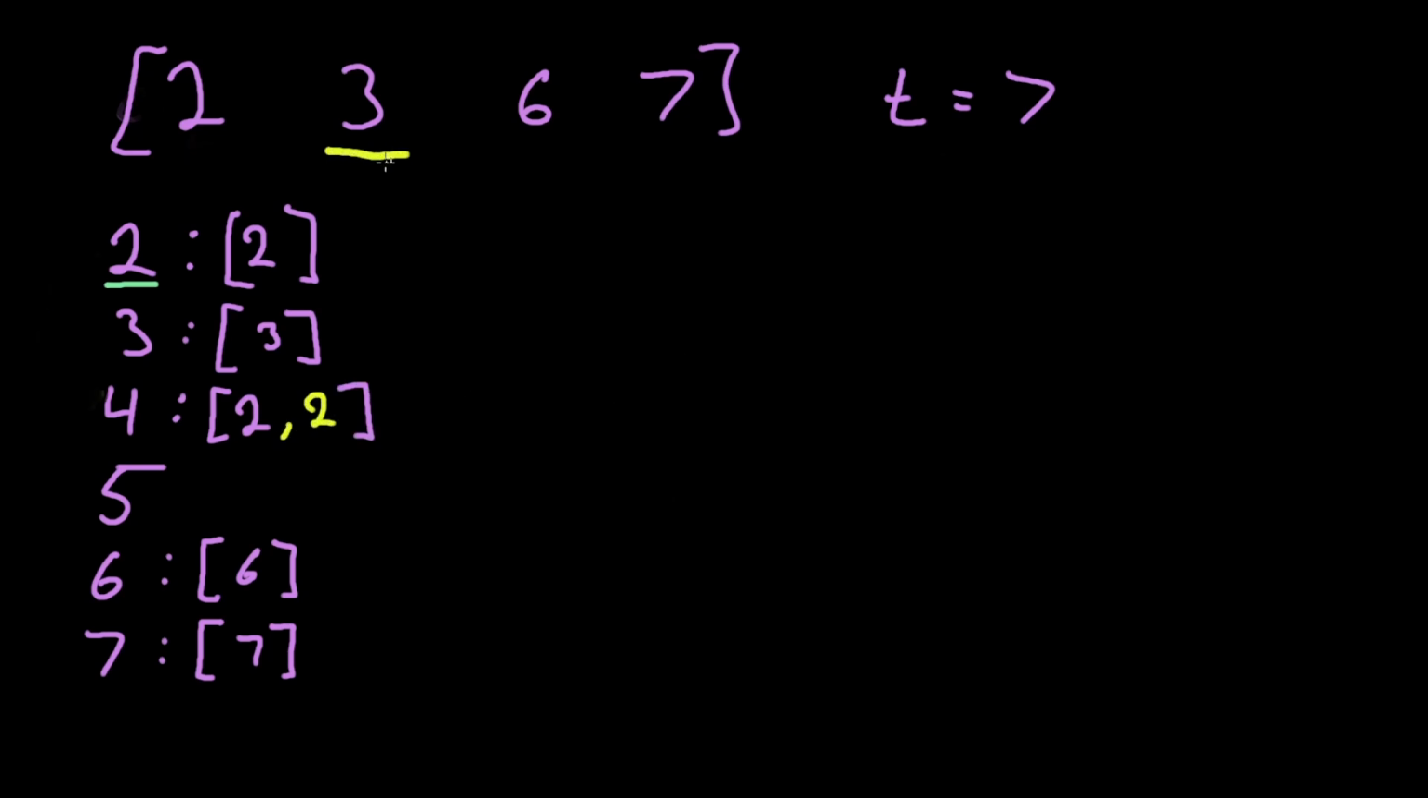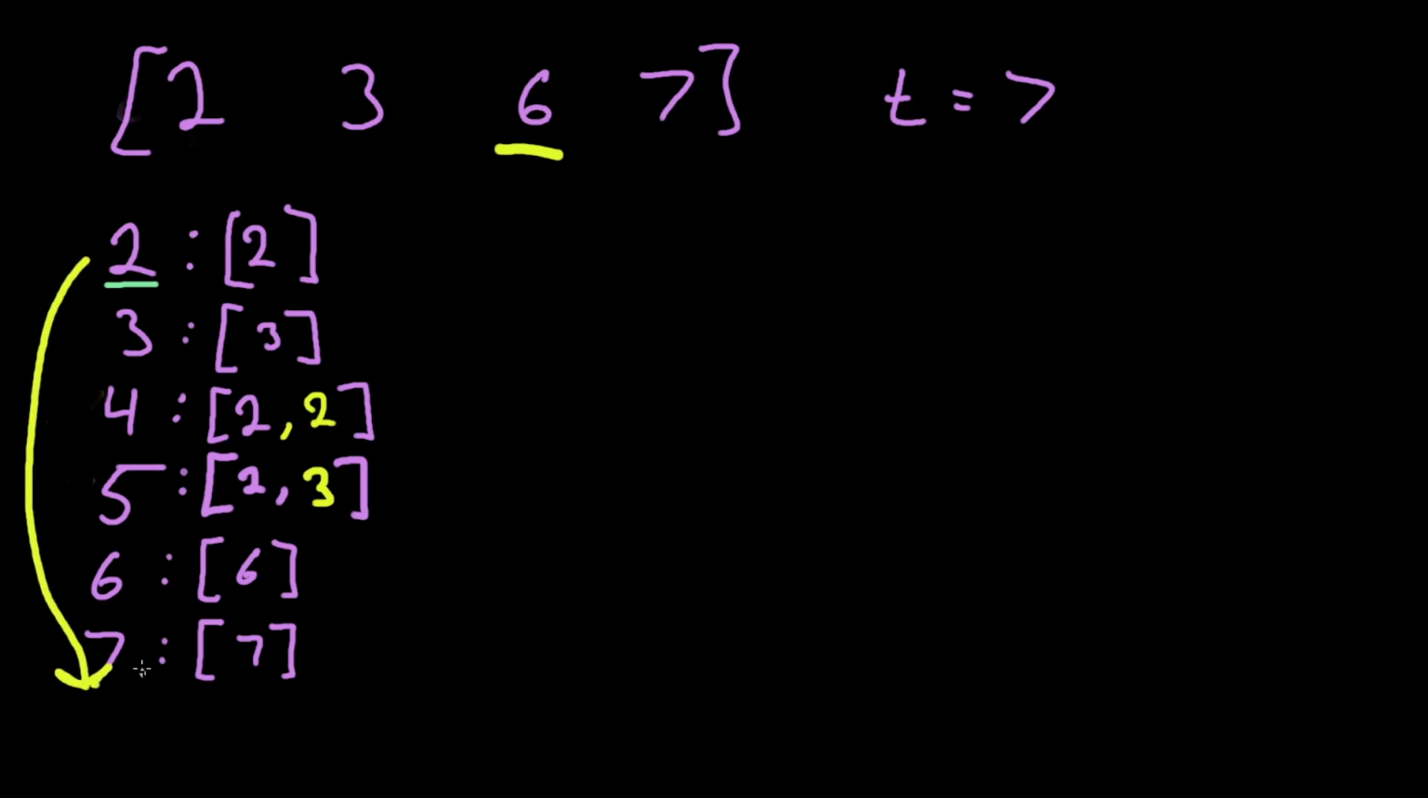Next, we're going to look at this 3 and then this 2. And we're going to say 2 plus 3 is going to give us 5. So we're going to add this 2 and this 3 to this array. We're going to do the 6. So 2 plus 6 is 8. And because that is outside of our array, we're just going to stop. And then once we're done with that, we're just going to move to our next value.